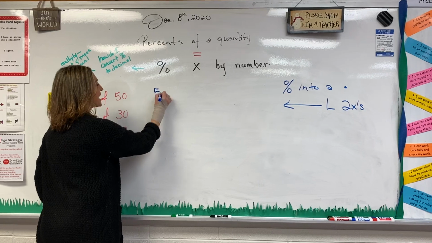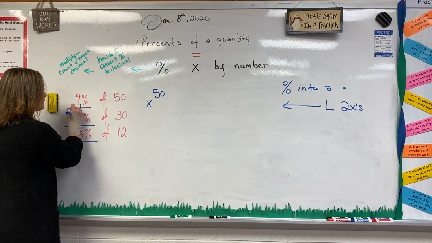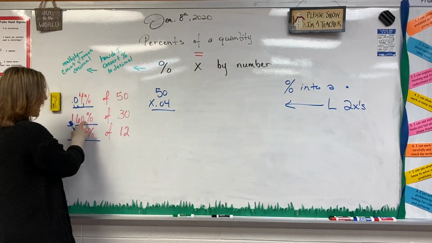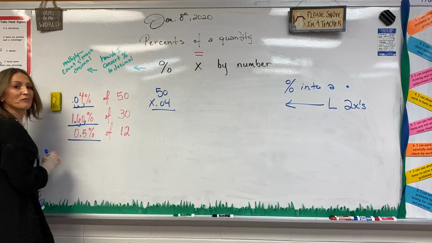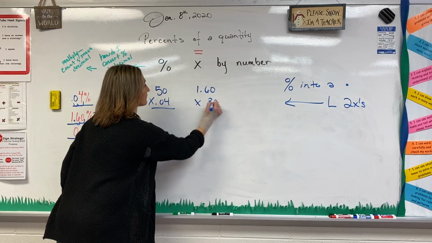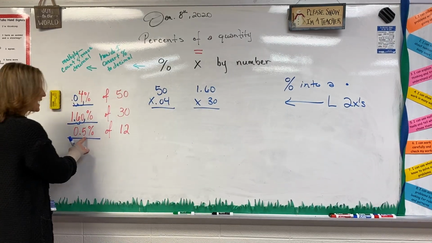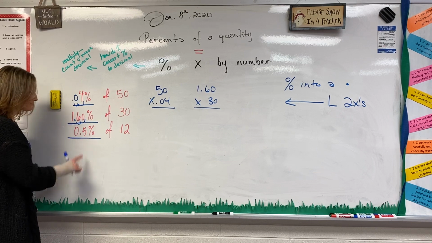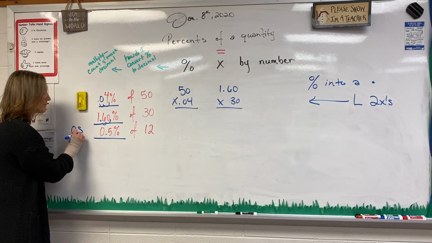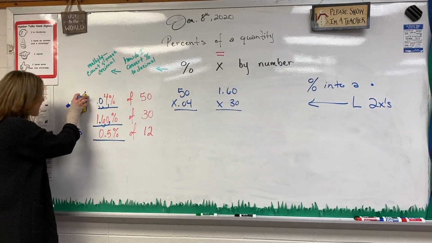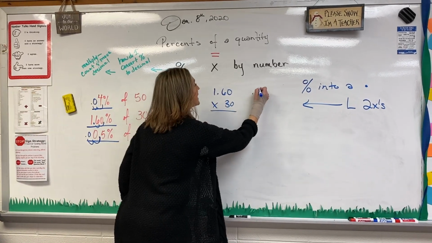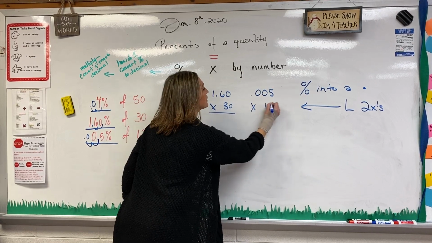So let's look. I take 50 and I multiply it by 0.04. Multiply it out. I take 160. I move my decimal, 1.60 times 30. I multiply it out. This percent already has a decimal in it. I told your students today, that doesn't matter. That is not this as a decimal. It just means the percent is a decimal. I still have to move it. Once, twice, it now looks like 0.005 times 12.